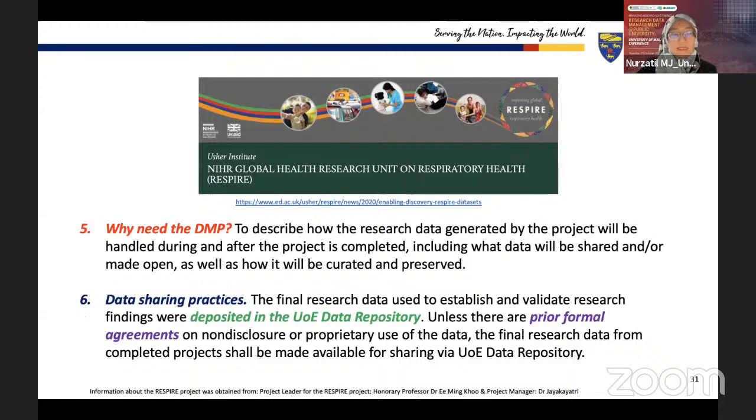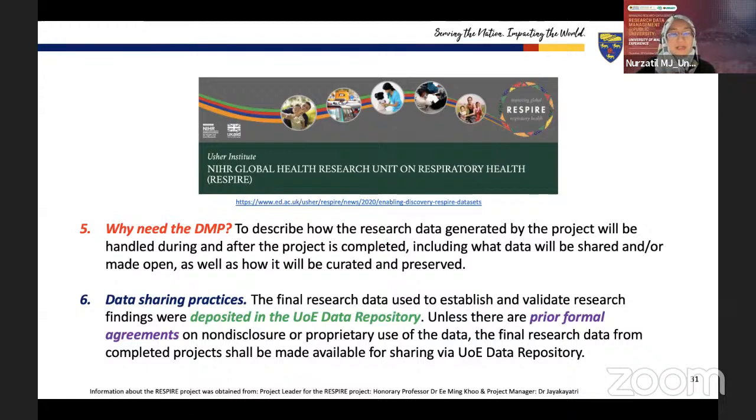And I want to just reiterate again why we need the DMP, especially for this kind of project: we want to make sure that the data is handled well during and after the project is completed. Again, this is not just about UM data. This is about UM and also other partners in that big project. So it's very, very important to have that DMP.